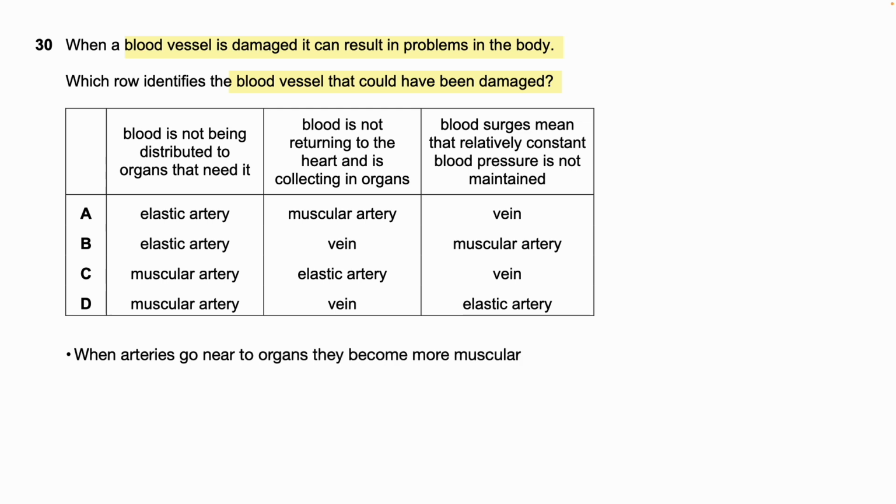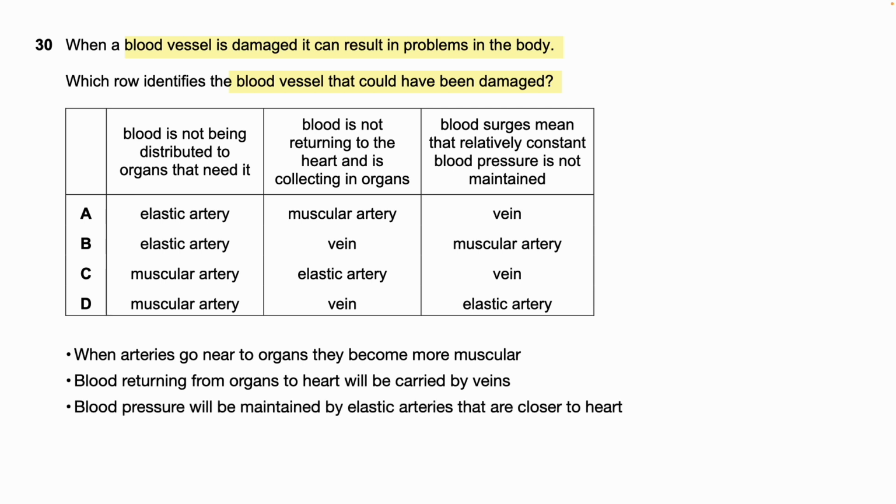So when arteries go near to the organs, they become more muscular. Blood returning from organs to the heart will be carried by veins. Then blood pressure will be maintained by the elastic arteries that are closer to the heart. So the answer is D.